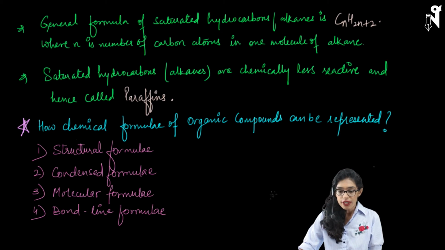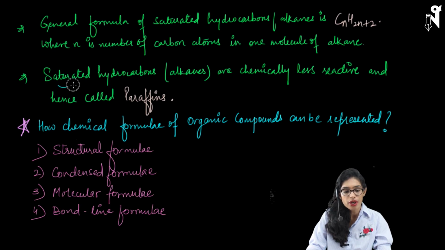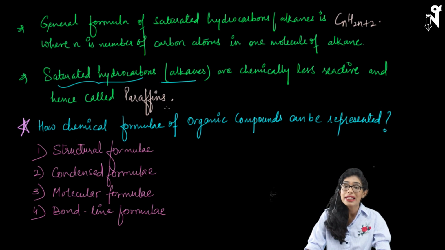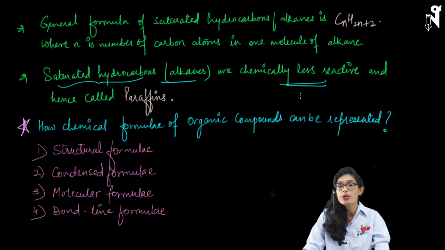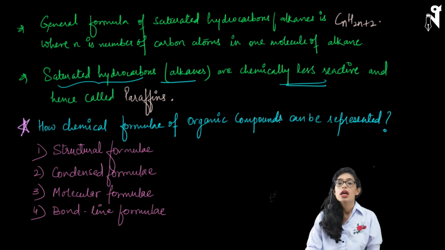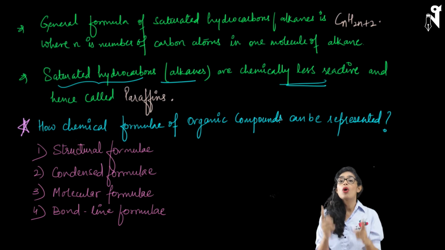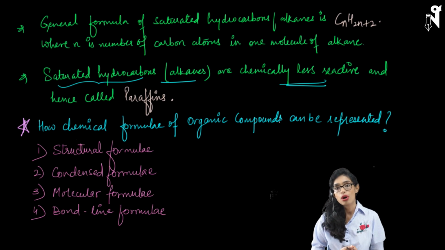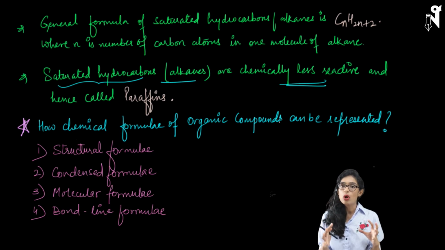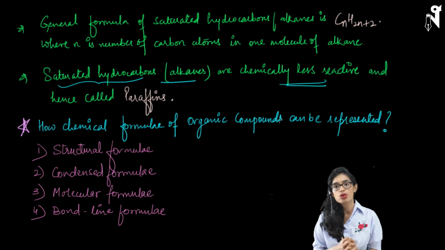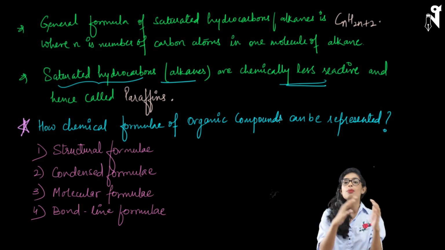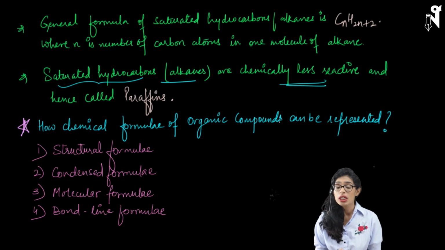So if I say that I have a saturated hydrocarbon, these are called alkanes. These alkanes have one generic property, and that is that they are less reactive. These are not very reactive molecules. These are less reactive in general because the carbon-carbon single bonds are very, very strong. Single bonds in general are quite strong, whereas double bonds and triple bonds are weaker bonds.